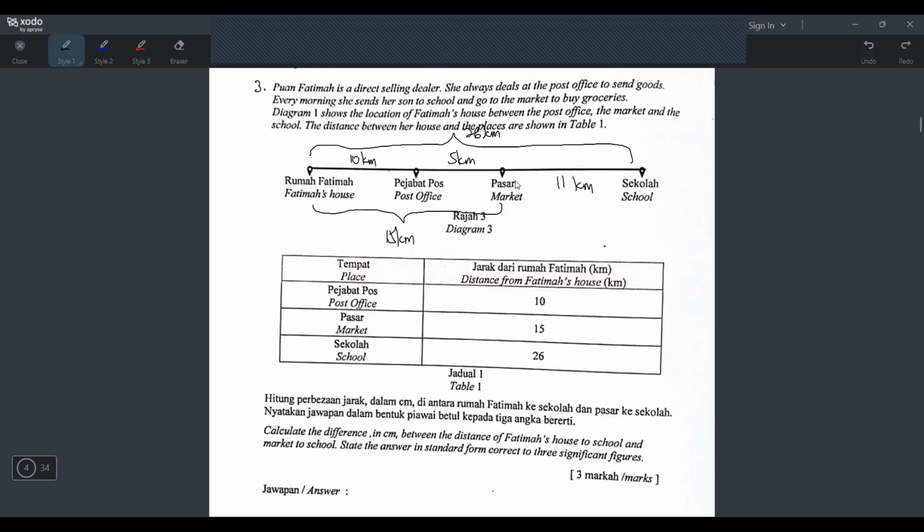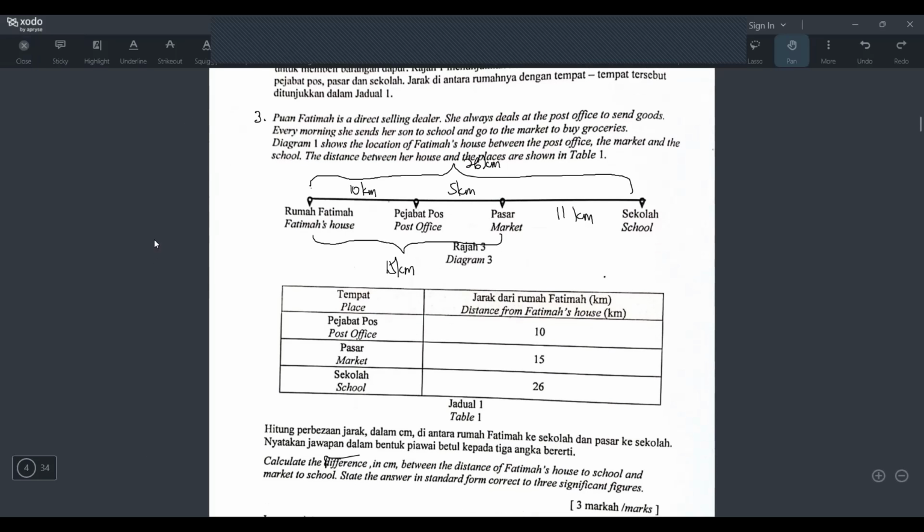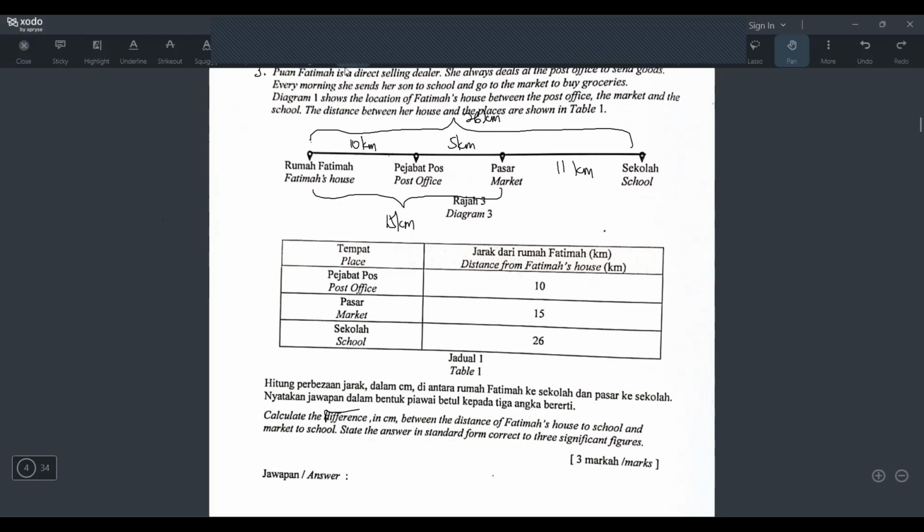Okay, yeah, betul. Now after labeling, now I will read this paragraph. Calculate the difference. Difference again, like last question. Last question also find difference, right? This question also find difference. So how to find difference? Besar tolak kecil. Tapi you kena tengok baca dulu apa dia nak cari.